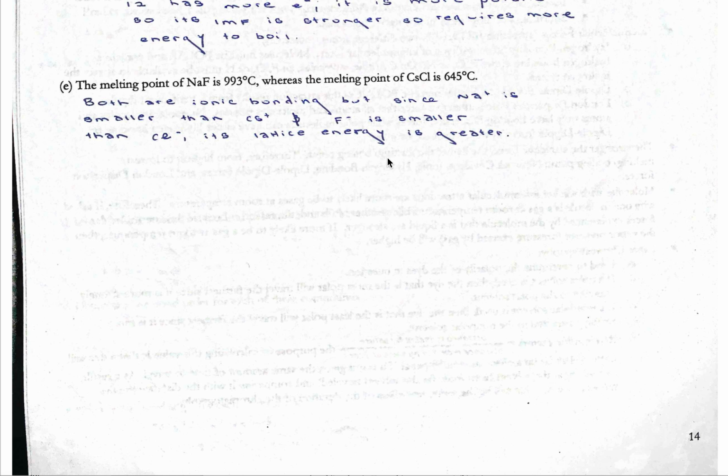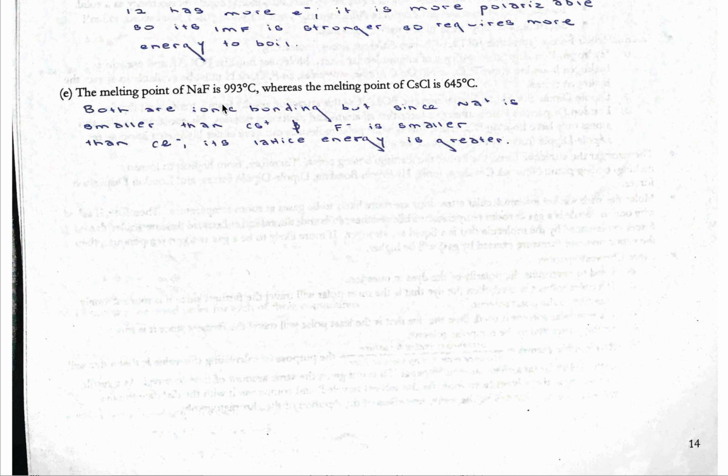The first and the most important is the charge. So the greater the charge of the ions, the higher the melting or boiling point is going to be. If they have the same charge, then it's whichever compound has smaller ions. So since sodium is smaller than cesium and fluoride is smaller than chloride, then I know that sodium fluoride is going to have a higher melting point than cesium chloride does.